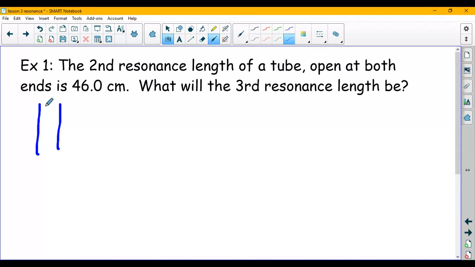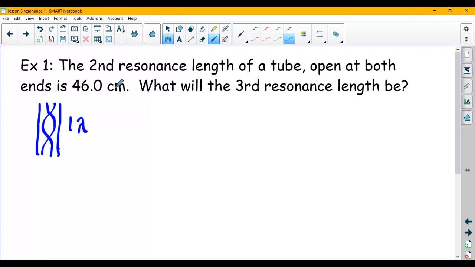And I know the first resonance length would be a half a wavelength and the second resonance length is one full wavelength. I really have to learn the patterns here, right? I have to learn those patterns. So this is one wavelength long. That's also really important to know.